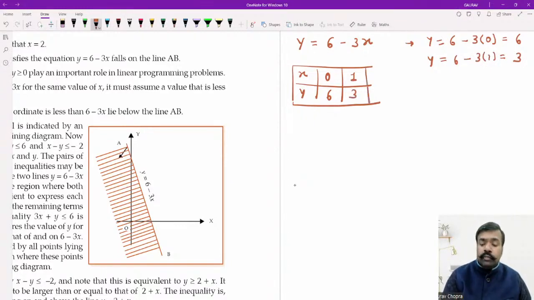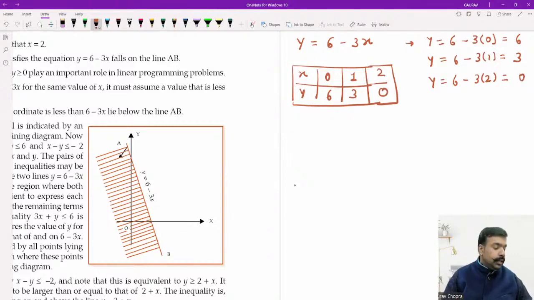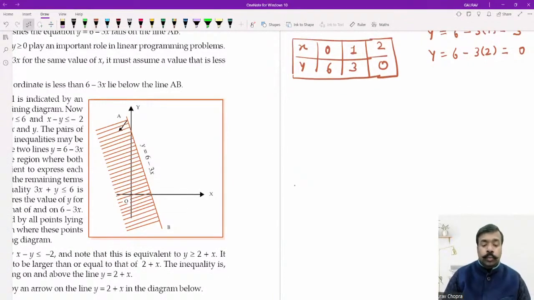And also we can take one more value. Let's say x is 2. If we keep x as 2, then y will become 0. So these are the three values. Now let us understand how to plot.